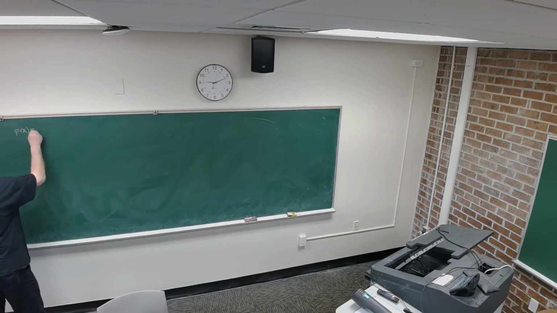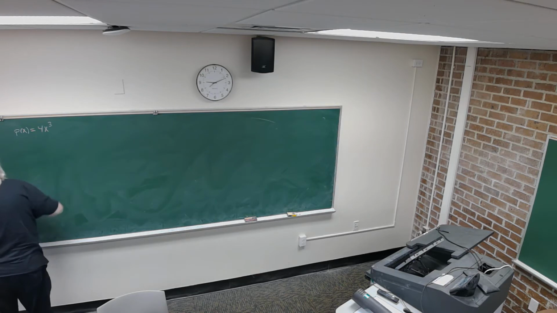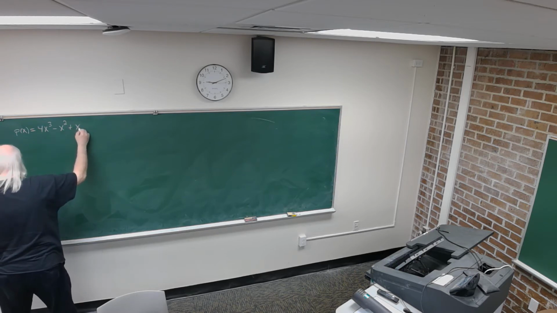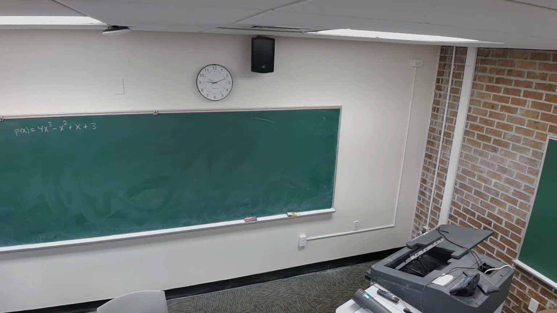And we have p of x is equal to 4x cubed minus x squared plus x plus 3. Now, how many zeros of this polynomial function are there? 3, right? Third degree polynomial. 3 zeros.